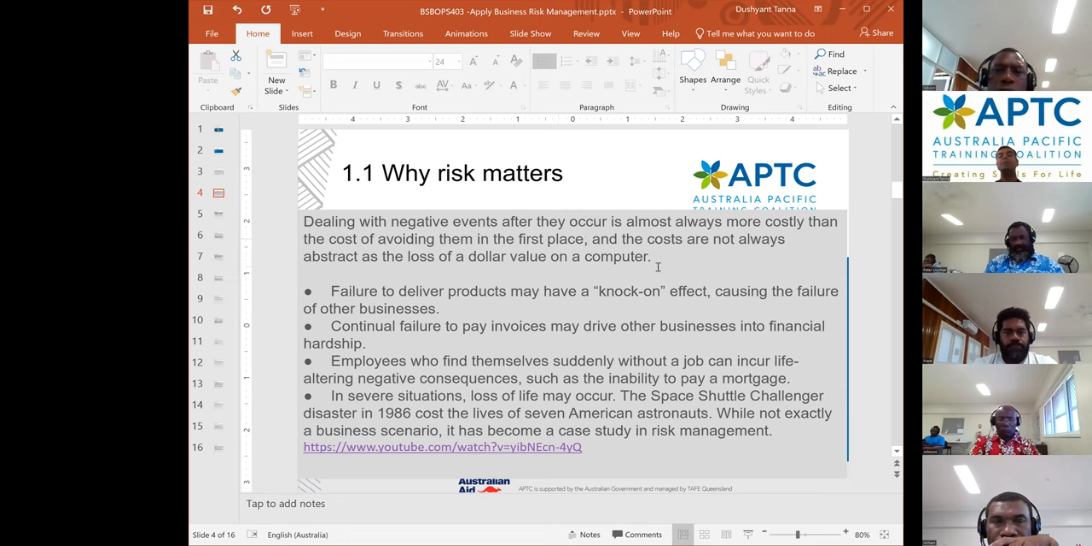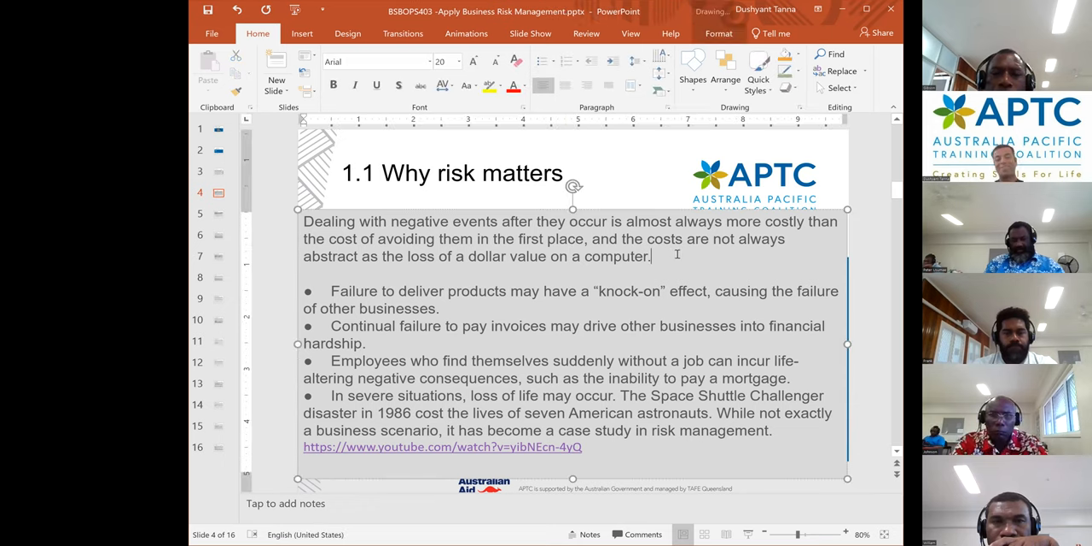Dealing with negative events after they occur is almost always more costly than the cost of avoiding them in the first place. And the costs are not always abstract, such as a loss of dollar value on a computer.